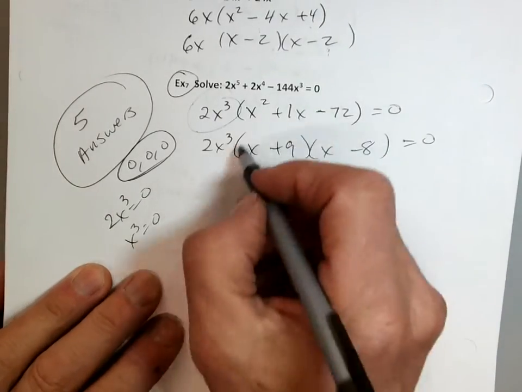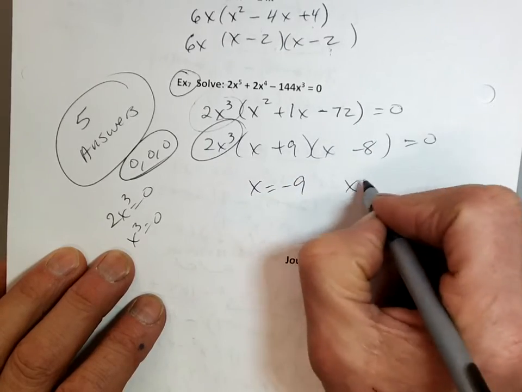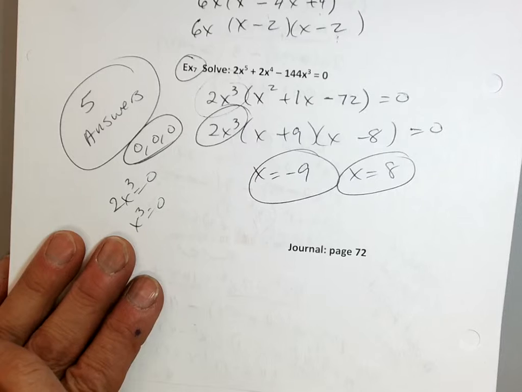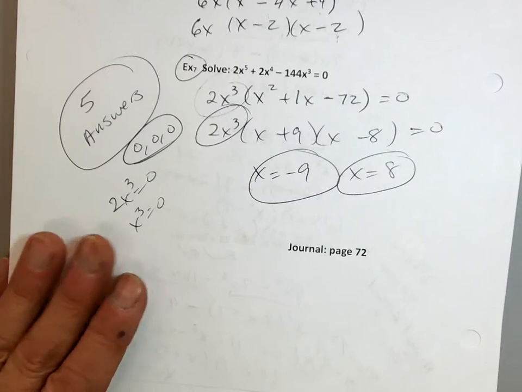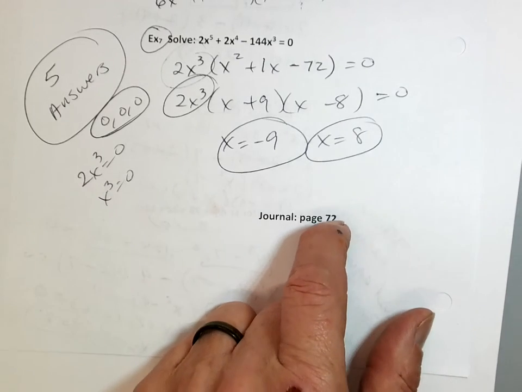So then we already got that one. And then the next would be x equals negative 9. x equals positive 8. You guys agree with that? Okay, all right. Okay, so journal, page 72. Let's look at it real quickly.